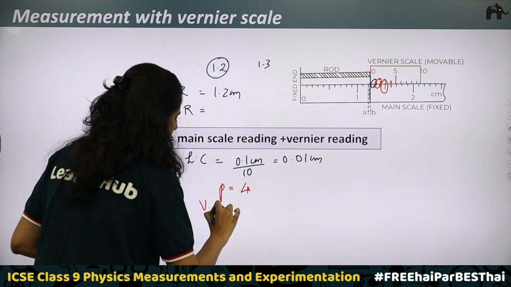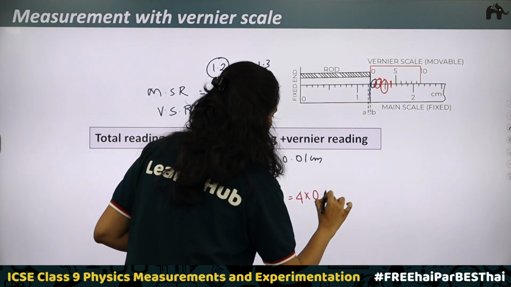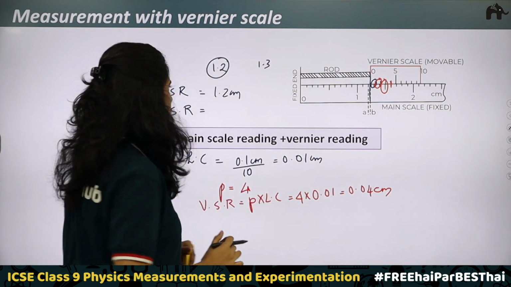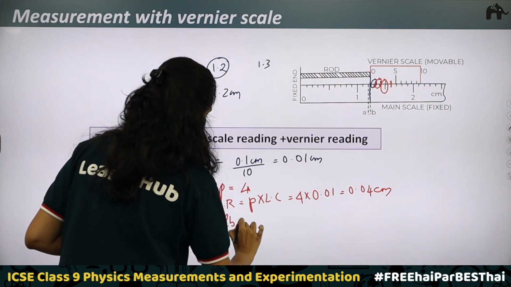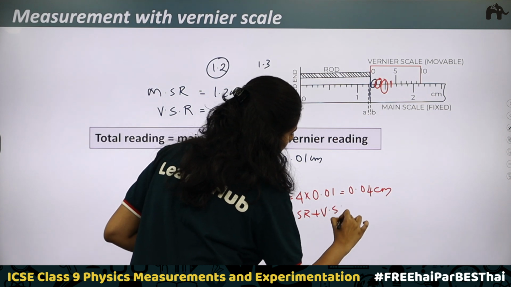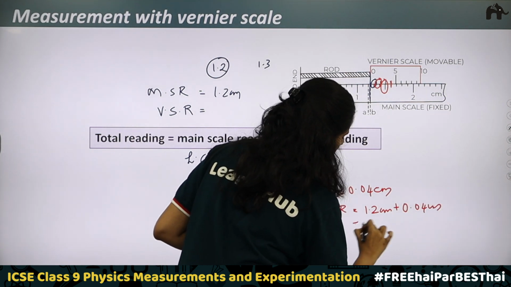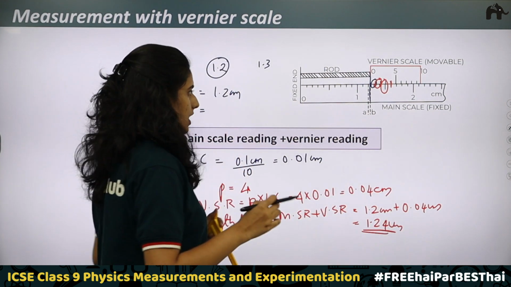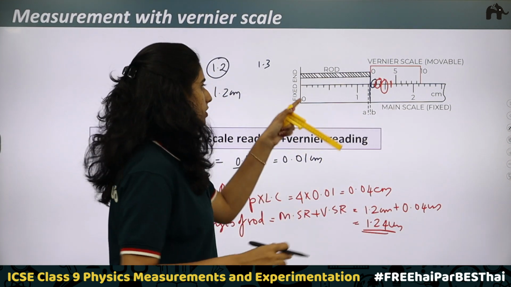To get the vernier scale reading, you have to multiply P and the least count. Here 4 into 0.01, that is 0.04 centimeters, is the vernier scale reading. Therefore, length of rod is equal to main scale reading plus vernier scale reading, that is 1.2 centimeter plus 0.04 centimeter, which is 1.24 centimeter. So this is the most accurate length. If you're using a meter scale, you will only be able to say it is 1.2 centimeter. You won't get the accurate length of the rod.